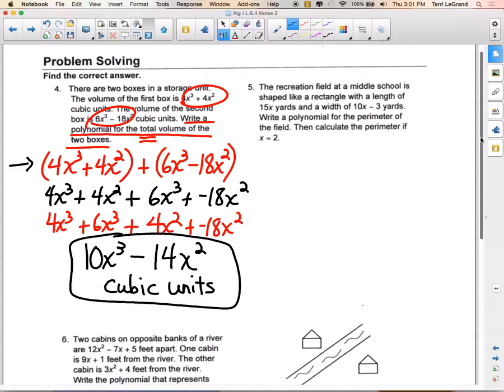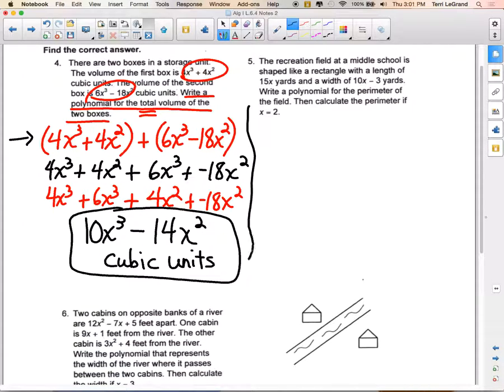Okay, I want you to read through number 5. I want you to get set up on it. What would the setup be for number 5? If we don't start right, then for sure we're not going to get the right answer. Okay, by the way, don't worry about that x equals 2 right now. Don't even go there.